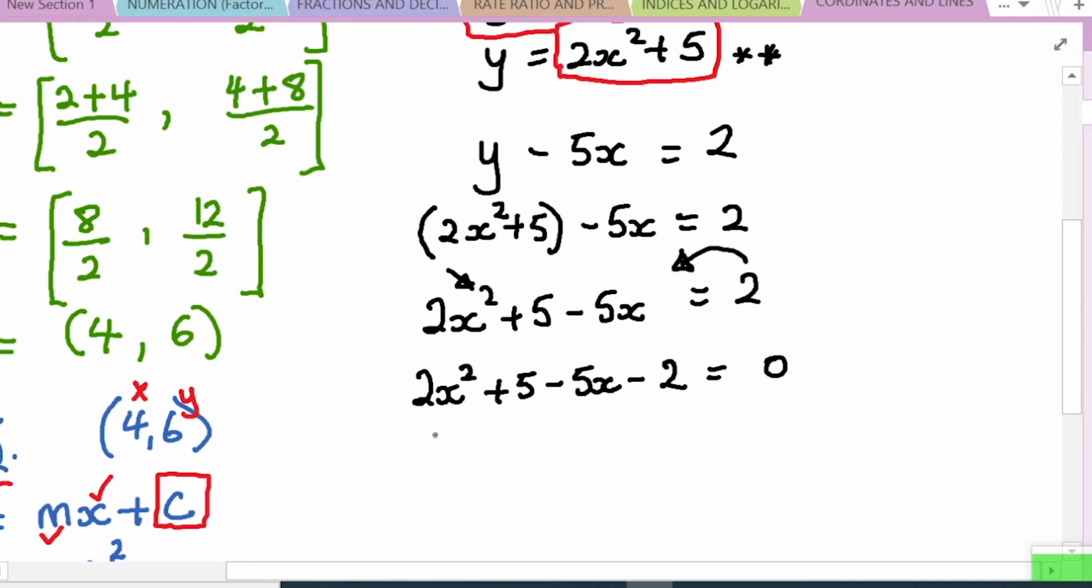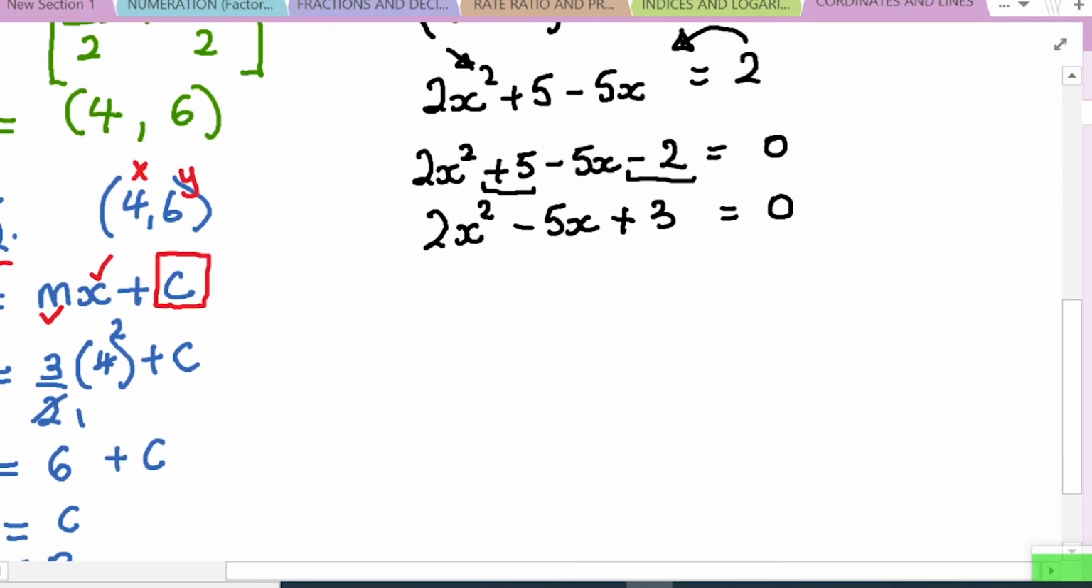So this is going to become, again, we rearrange: 2x squared minus 5x. Then we have positive 5 minus 2. What is 5 minus 2? We remain with positive 3. So that's positive 3 is equal to 0. So here we go. We have a quadratic expression. So let's go ahead and factorize it. Factorizing this quadratic expression means that we are supposed to replace this middle term. We replace it by finding two numbers.